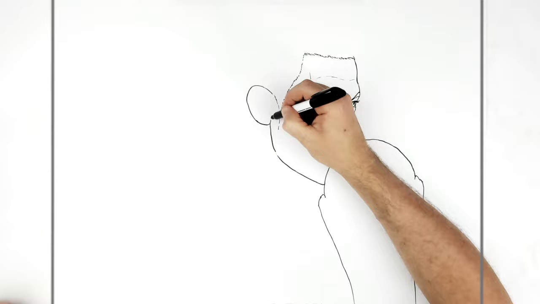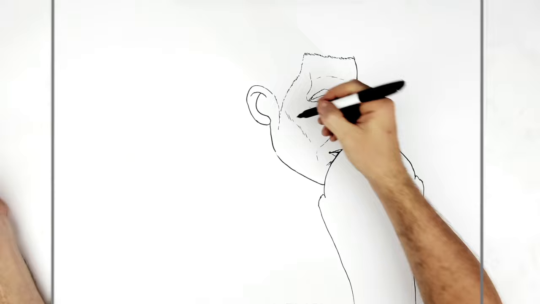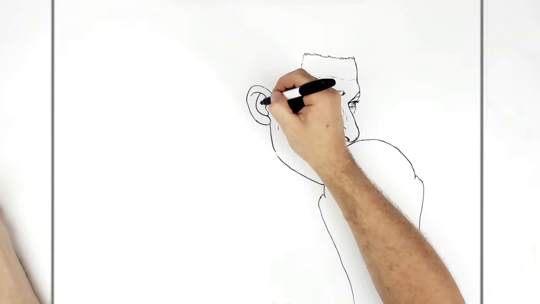So curving around this way. Easiest way is just a letter J. Right, and then you can detail it up if you want. You can add more of this kind of stuff.